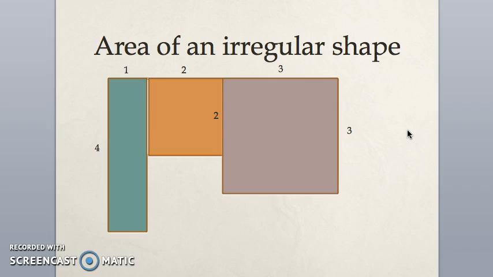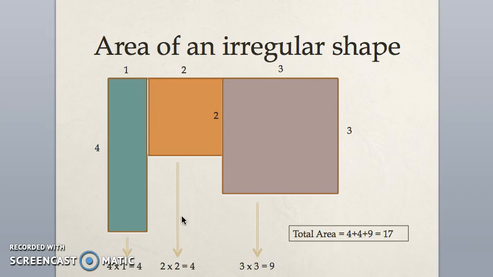So given these dimensions, I'm able to take 4 times 1, which gives me 4 for the area of this shape, 2 times 2, which gives me 4 for the area of this shape, and 3 times 3, which gives me the area for this one, which finally will give me a total area of 4 plus 4 plus 9, which equals 17. And that's the area of this irregular shape.